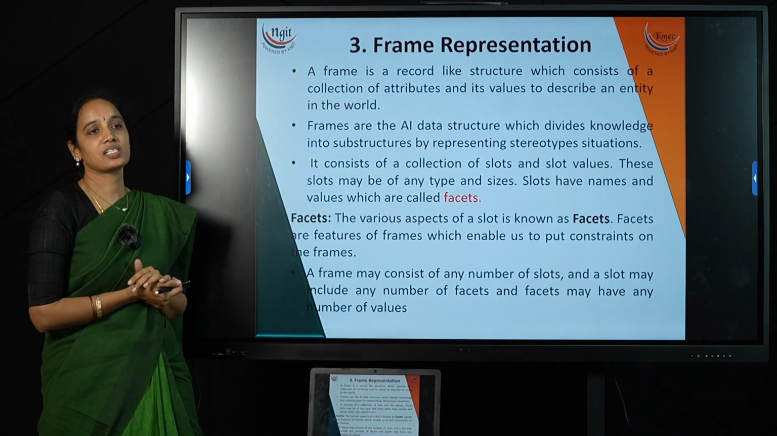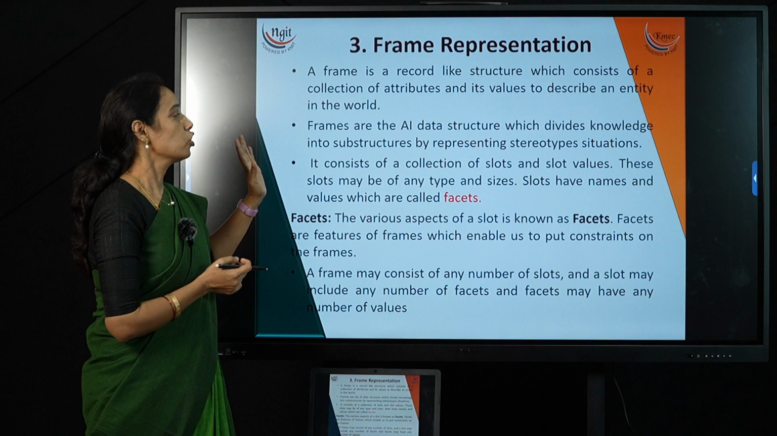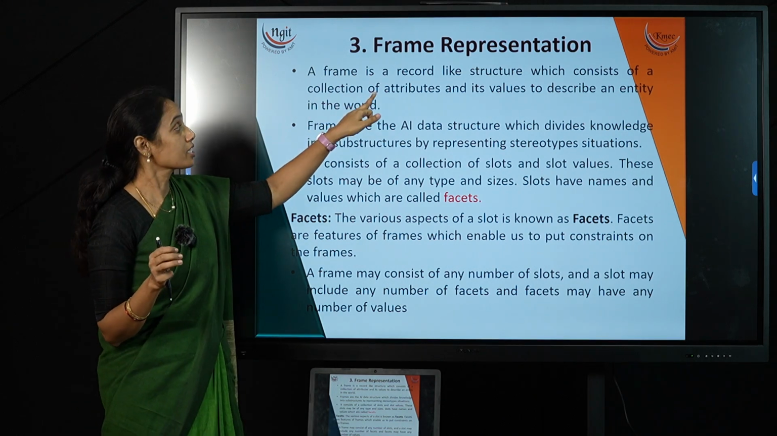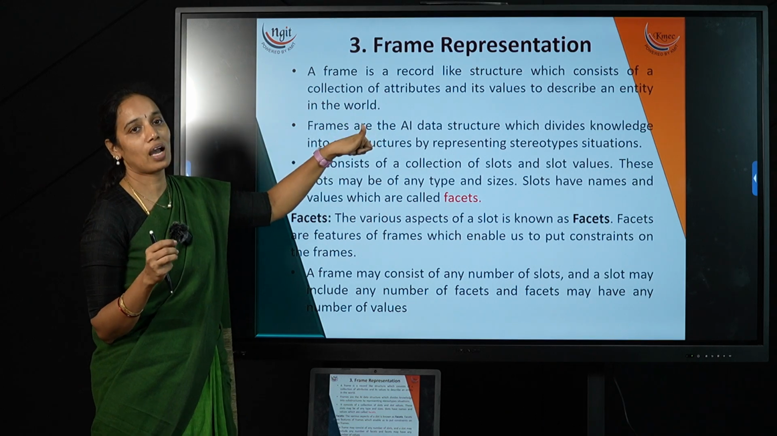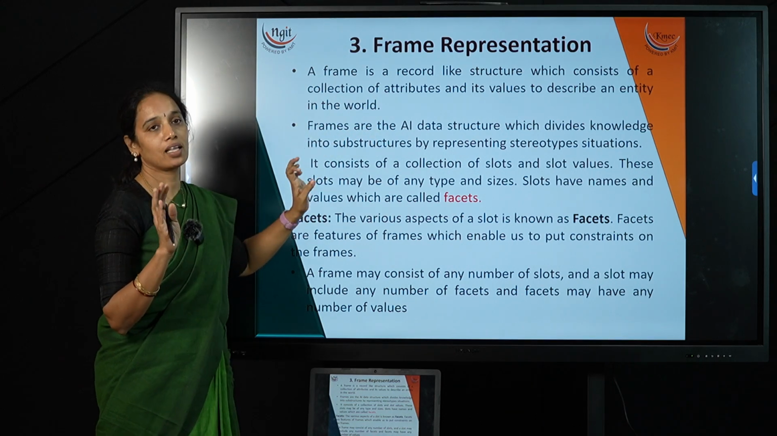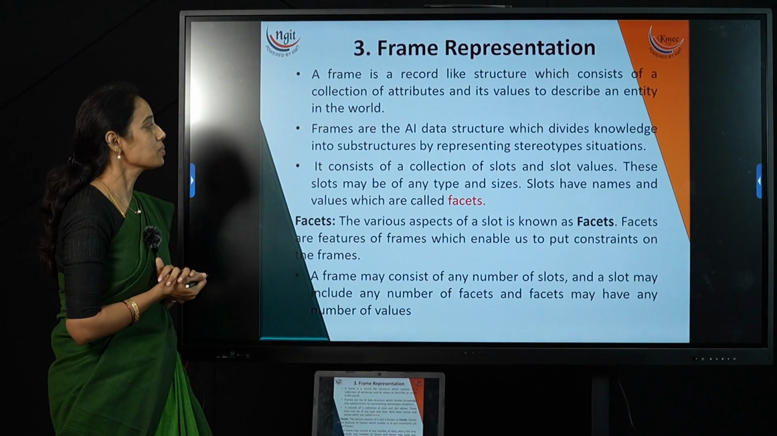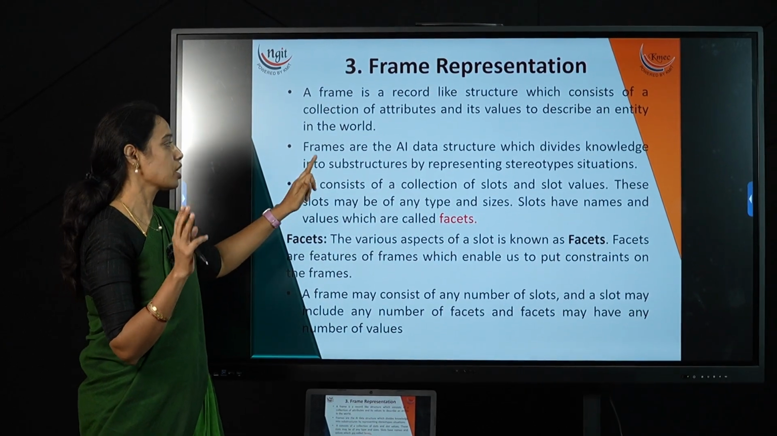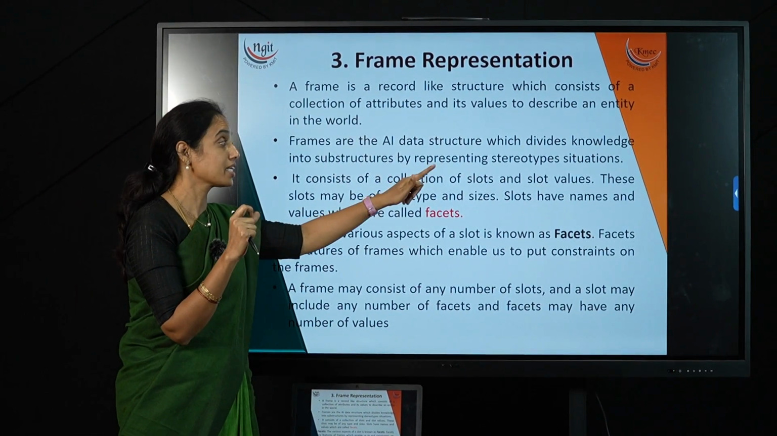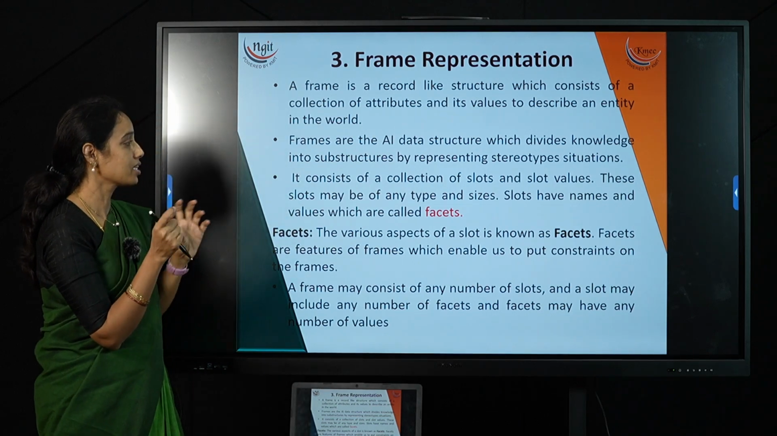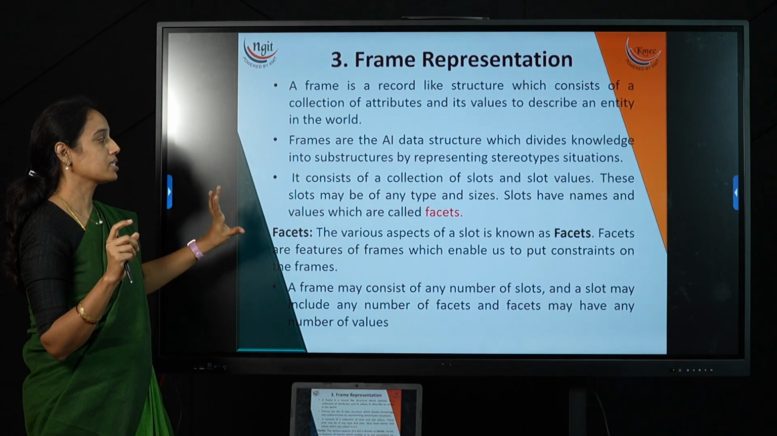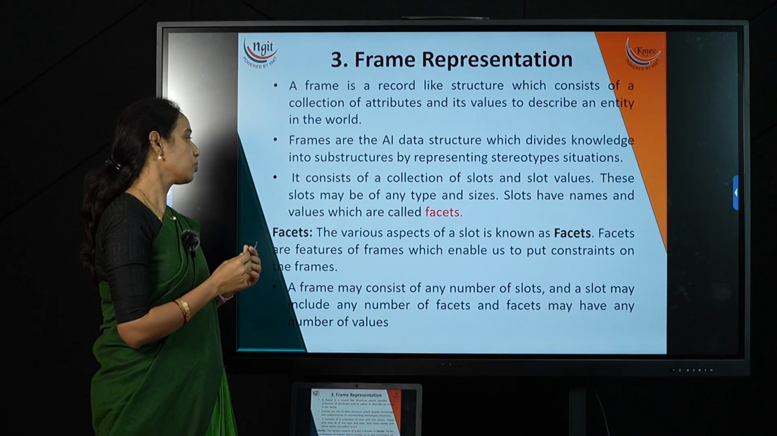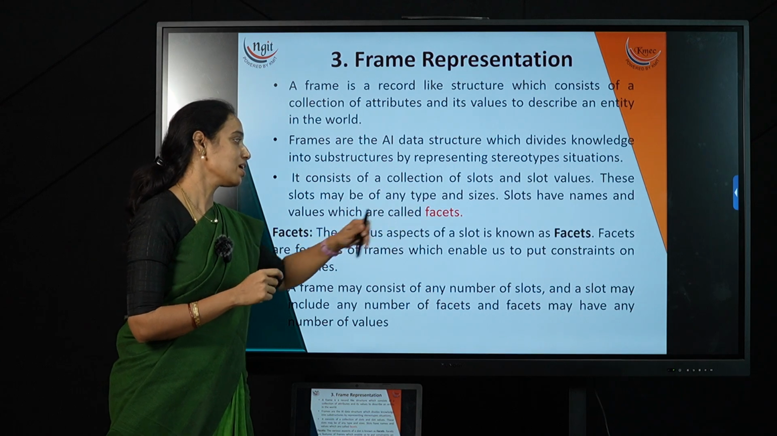Then the next representation is frame representation. A frame is nothing but a record-like structure which consists of a collection of attributes and their values to describe an entity in the real world. So frames in AI are a data structure which divides the knowledge into substructures by representing stereotyped situations. So let us see what that is. Mainly it consists of a collection of slots and slot values, and these slots have names and values, which are called facets.